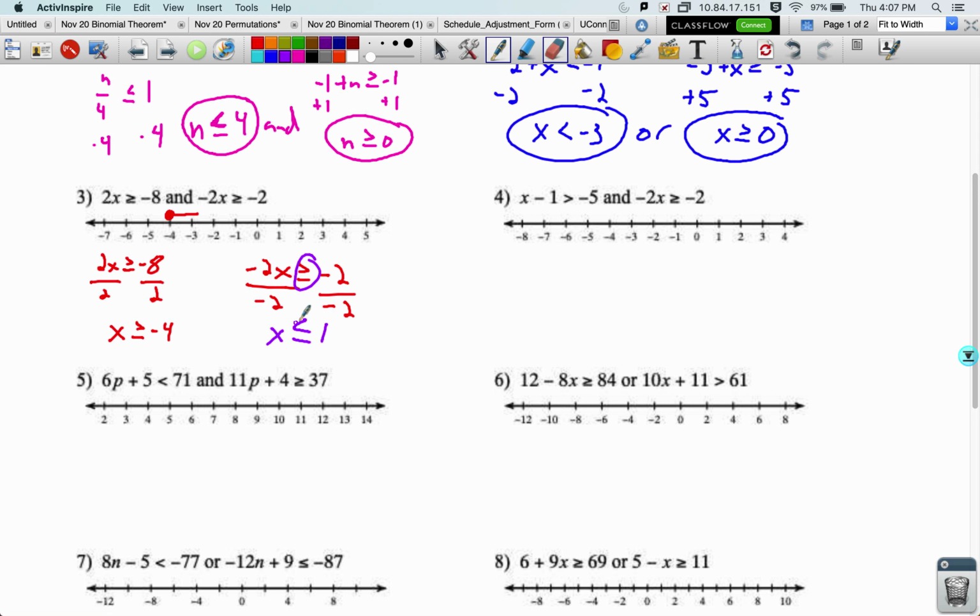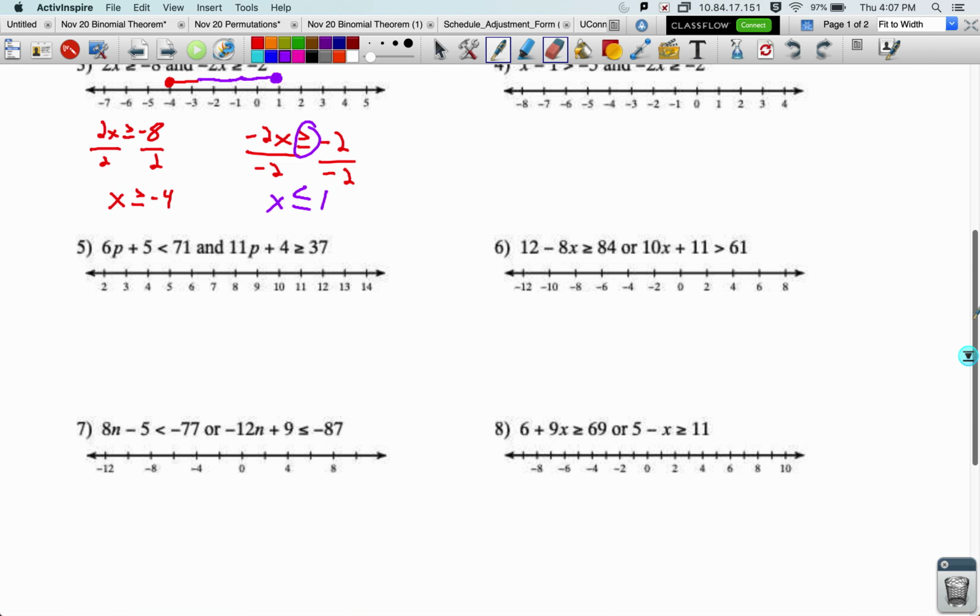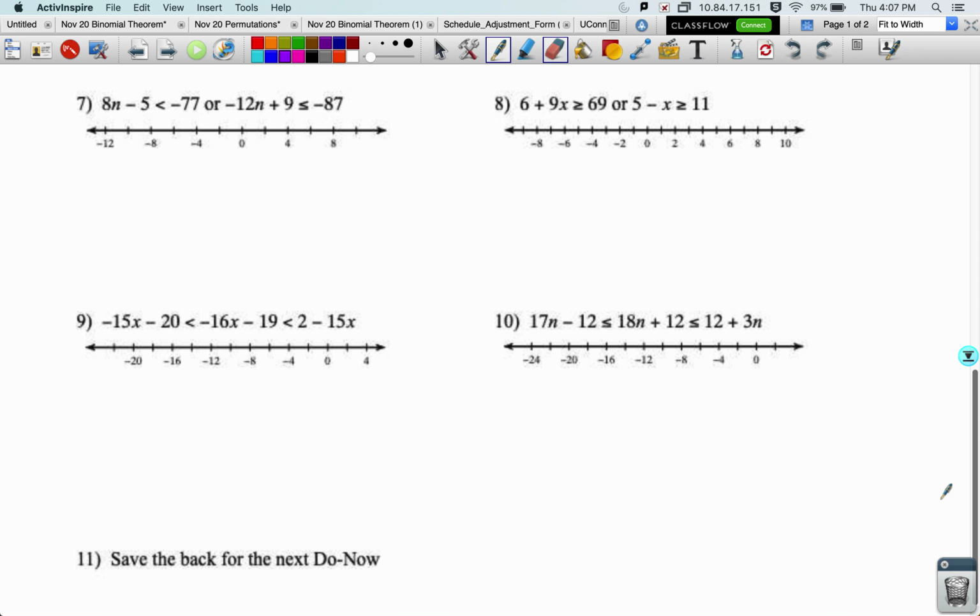And we get x is less than or equal to 1. So I go to 1, make a closed dot there. Arrows coming this way, arrows coming this way, and they connect into a line segment, as we know and types tend to do. Okay, let's do the last 2.